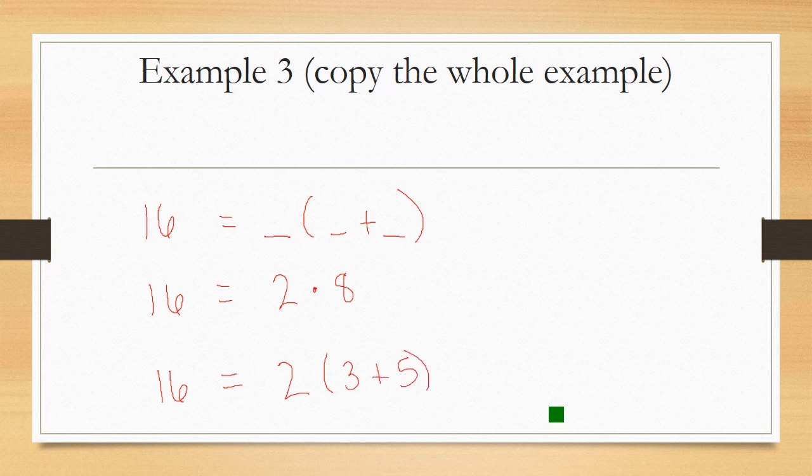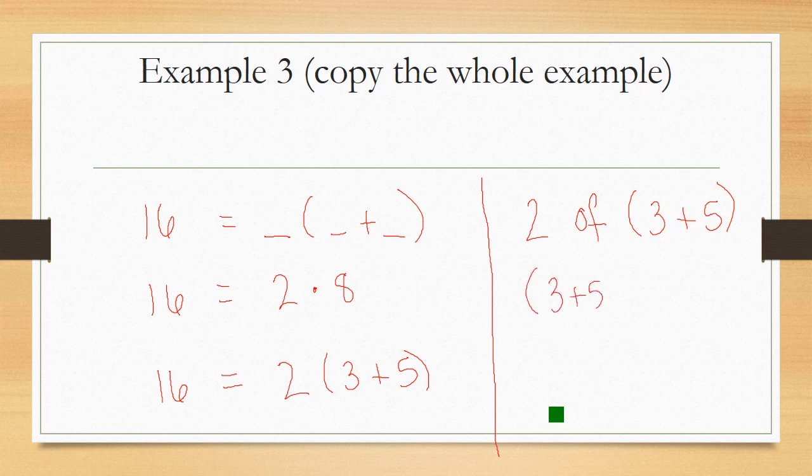Now, here's the important part of the distributive property. The distributive property is telling me that I have 2 of what's in my parentheses, which here is 3 plus 5. So I have 2 of those. So I really have a 3 plus 5, and I have a 3 plus 5. Well, 3 plus 5 is 8, and 3 plus 5 is 8, and 8 plus 8 is 16.